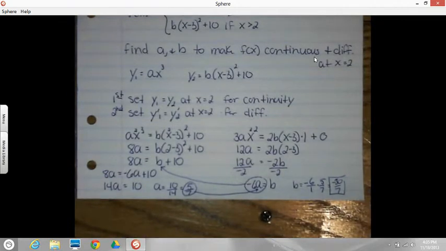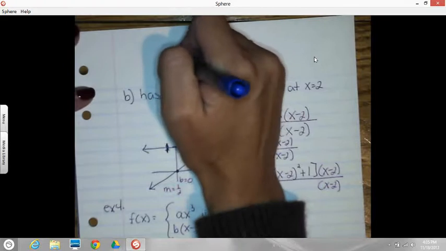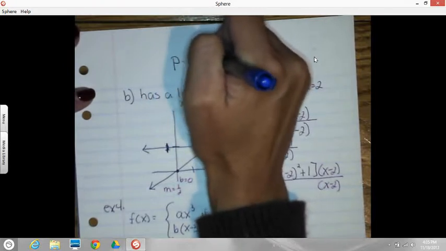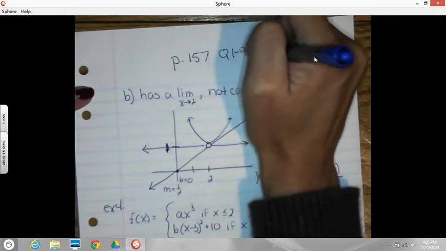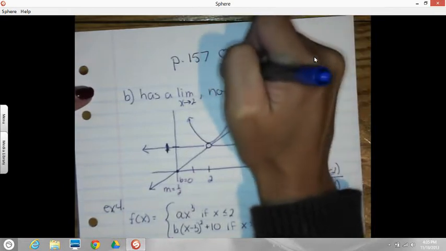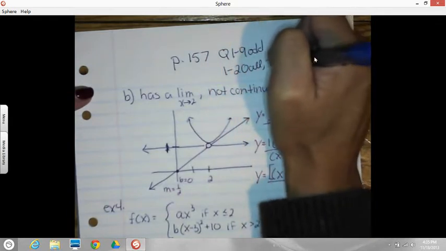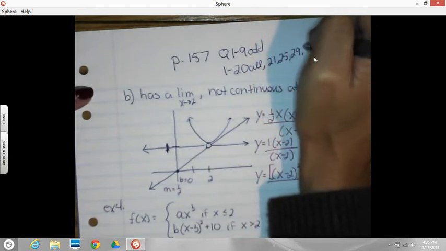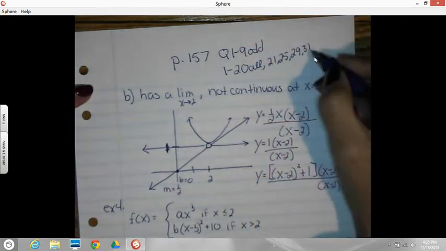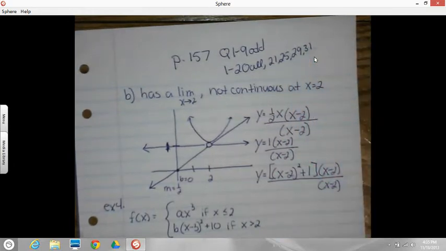All right, your homework on this part of section 6 is page 157. Let's go: quickies 1 through 9 odd, all of 1 through 20, and then 21, 25, 29, 31. I think I only gave you one of these like the last one I just did. We'll save most of those for tomorrow. Give you a little practice today. And that's it.